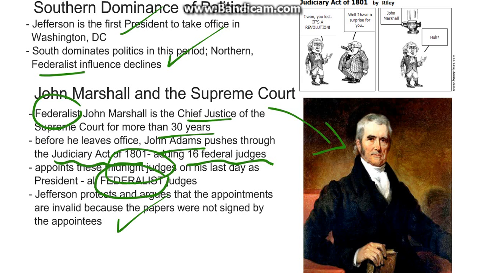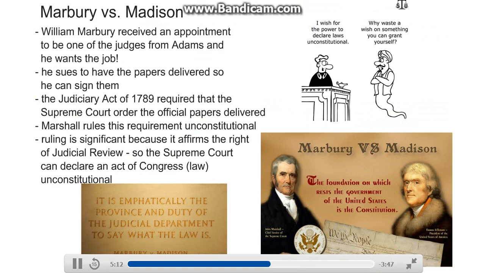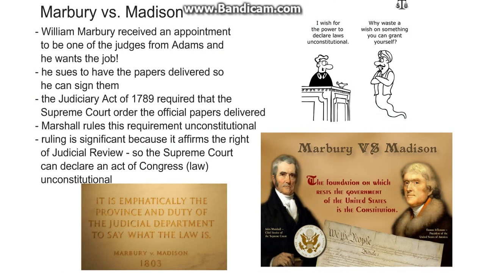Jefferson is going to protest and argue that the appointments are not valid because the official papers were never delivered to the people who were appointed, and a lot of them were never signed. Marbury versus Madison. William Marbury is one of the men who was appointed as a judge by John Adams before he left office, and he wants the job. So he sues to have the papers delivered so that he can sign them and take his position.